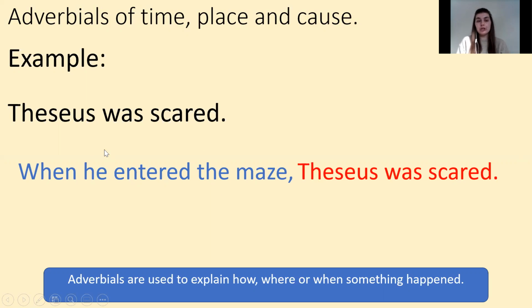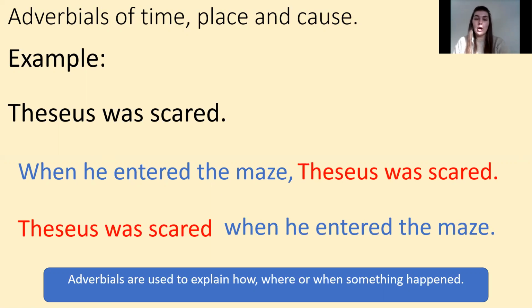Now, adverbials don't have to go this way round. They could be flipped. So I could have Theseus was scared when he entered the maze. Notice that I haven't used my comma to separate the clauses when they are written this way round.